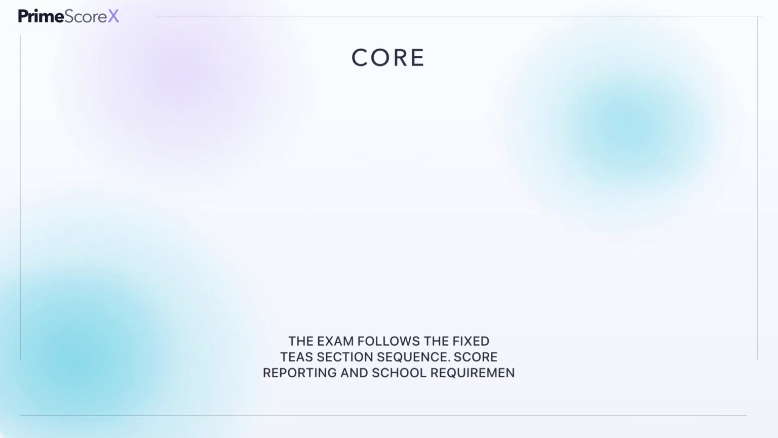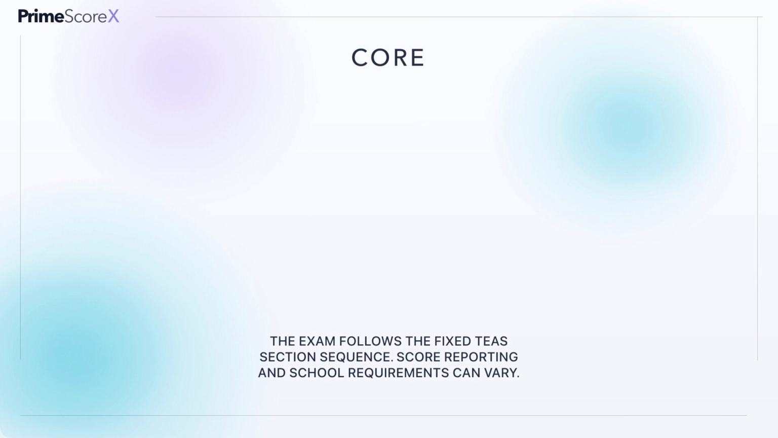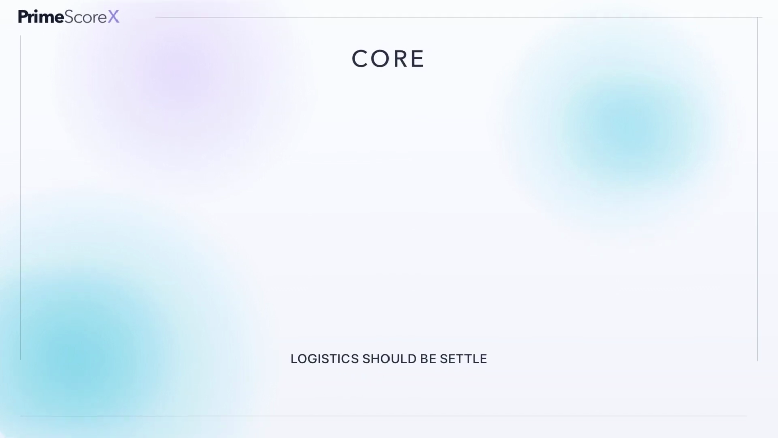The next layer is how the detail behaves inside the real exam experience. The exam follows the fixed TEAS section sequence. School reporting and school requirements can vary. If you prepare only by reading notes, this part can still surprise you. If you train with this structure in mind, the same information becomes predictable and manageable.